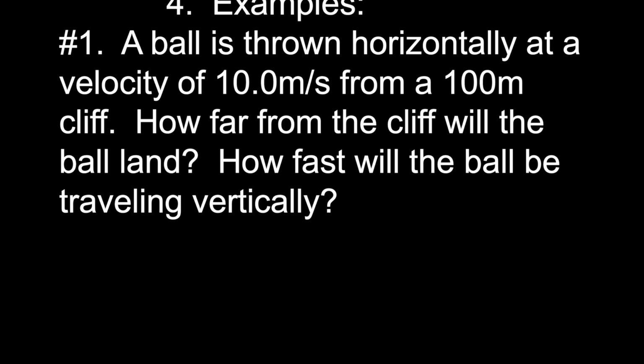So let's start off with this one. A ball is thrown horizontally at a velocity of 10 meters per second from a 100-meter cliff. How far from the cliff will the ball land? How fast will the ball be traveling vertically?